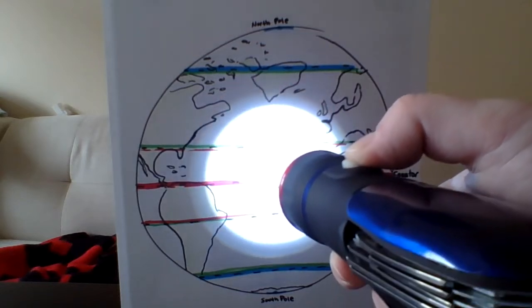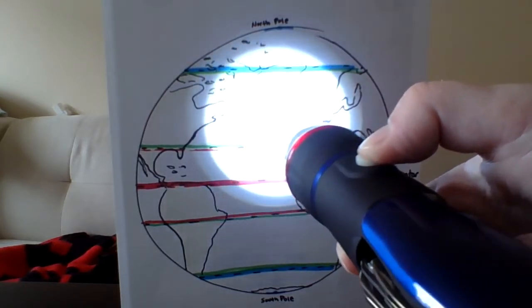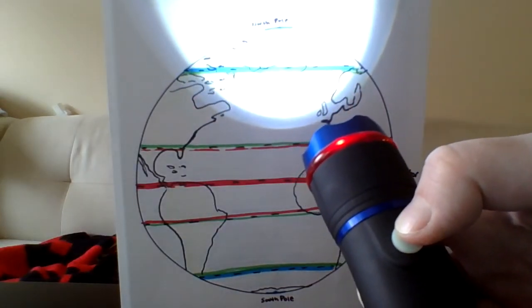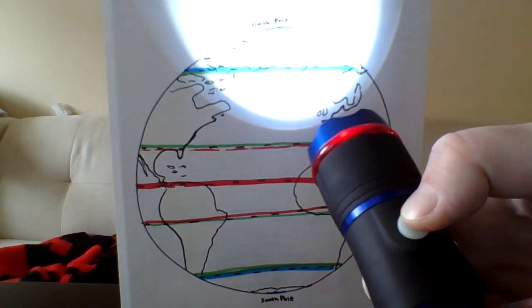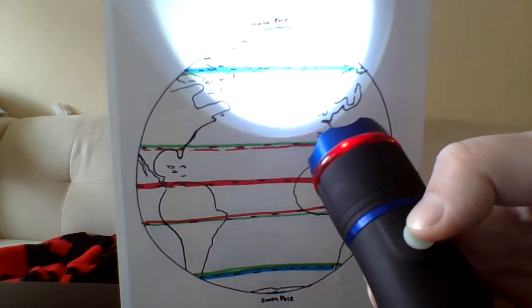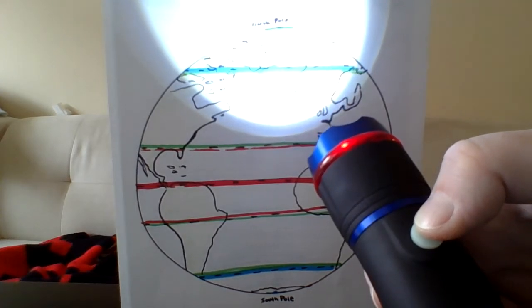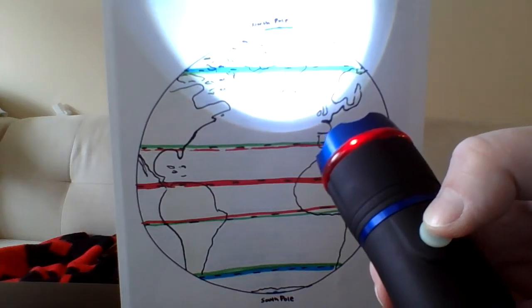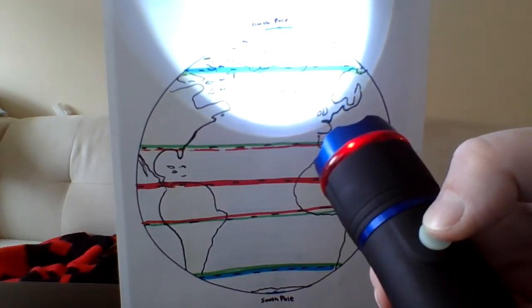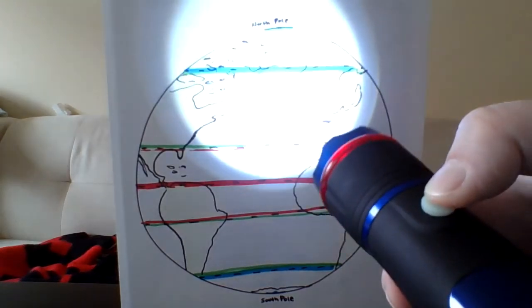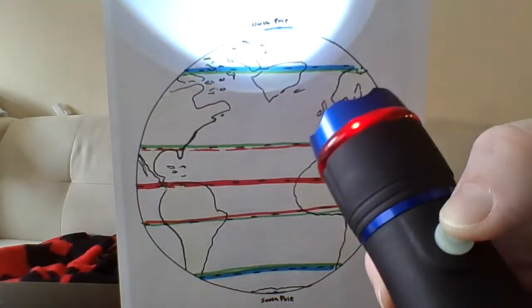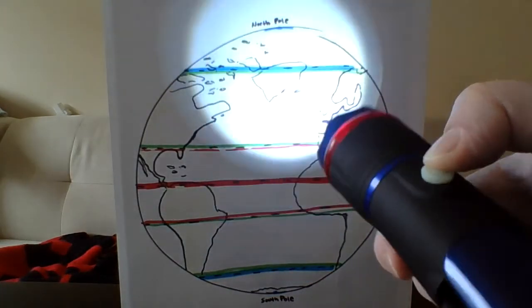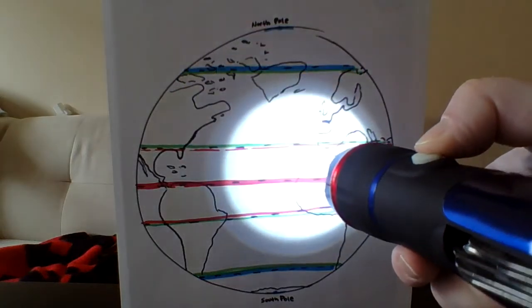Now I'm going to keep my flashlight the exact same distance, but I'm going to tilt it up so that it's hitting the poles. Compare that circle of light to the one on the equator. This light is much dimmer. It's spread out over a much bigger region. And so that actually results in colder temperatures. So you'll notice I'm keeping the flashlight at the exact same distance. And just by switching the angle, it can really change the intensity of light on the earth.